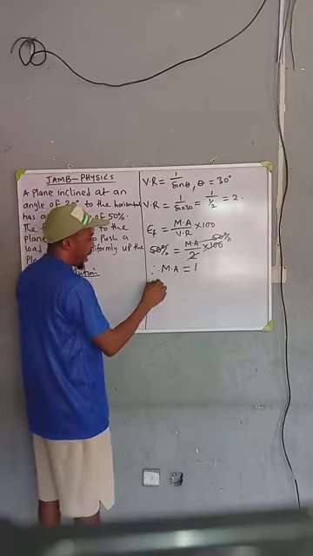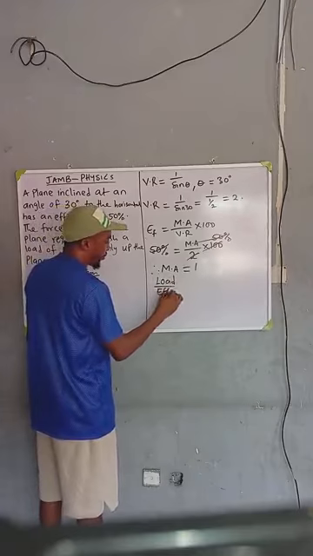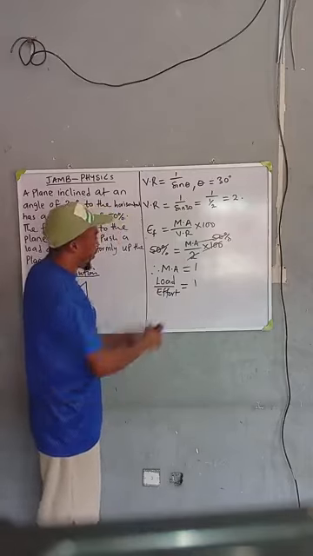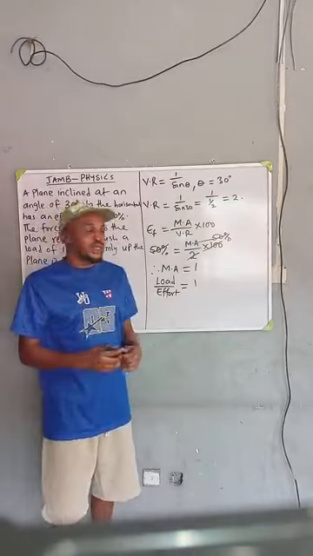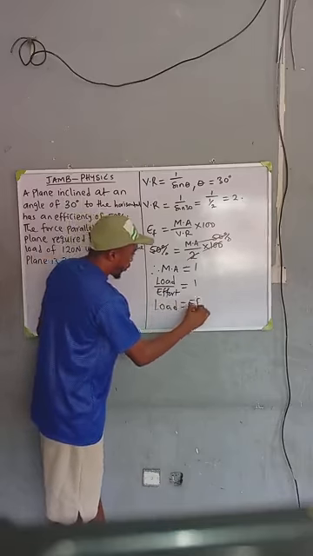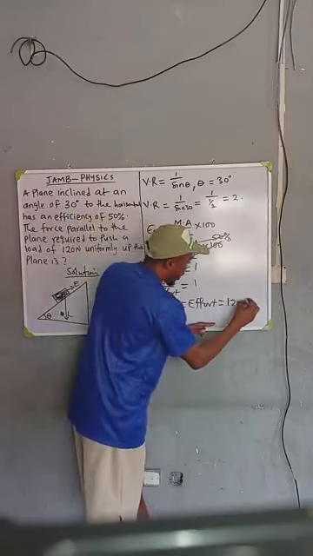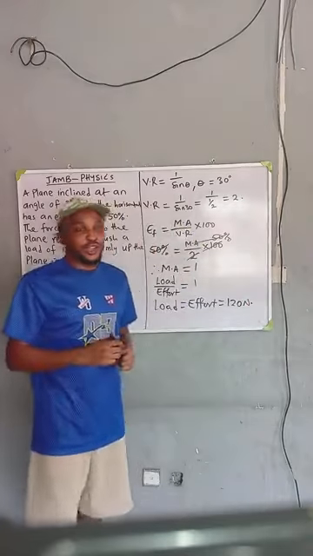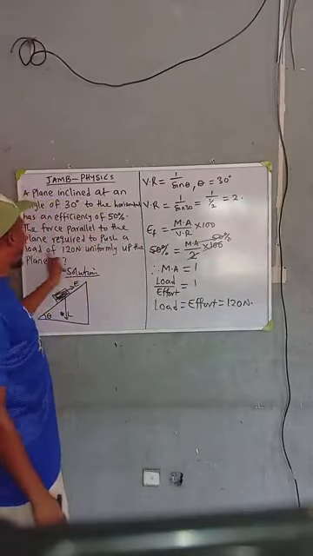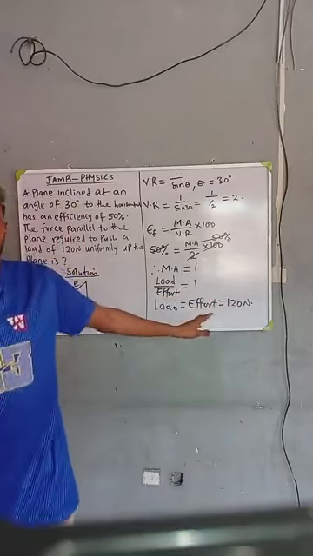But what is MA? MA is load over effort, which is equal to 1. What is the load given? The load is 120 Newton. And with this equation, it's more or less to say the load is equal to the effort. And what is the load given? 120 Newton. So that is to say, the force parallel to the plane required to push the load of 120 Newton uniformly up the plane is also 120 Newton.